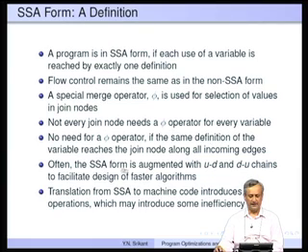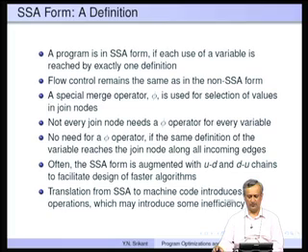Often the SSA form is augmented with du and ud chains to facilitate design of faster algorithms. So, in the case of the conditional constant propagation algorithm, we will need the du chain in order to make the algorithm much faster than others.